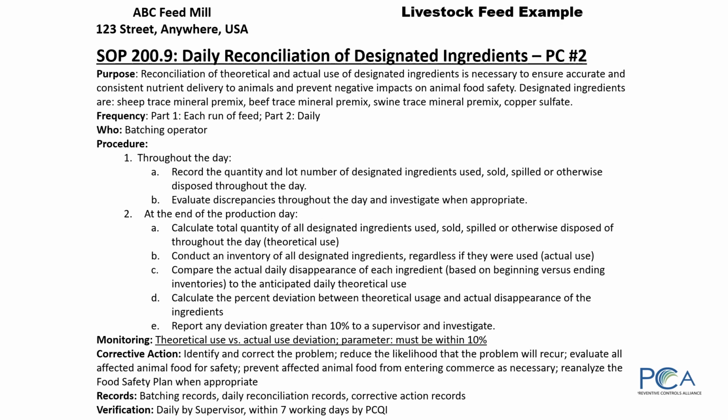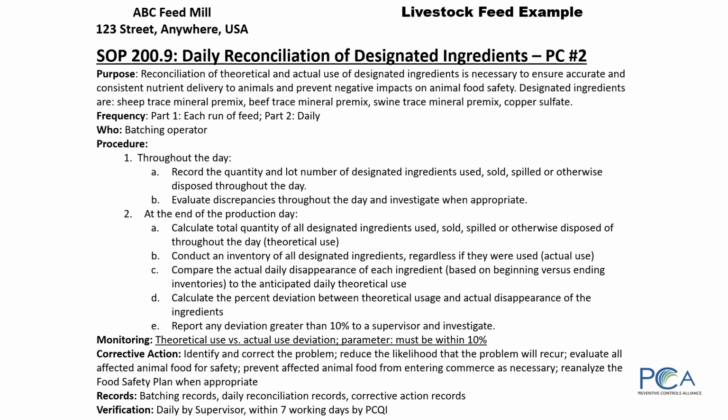This is called the theoretical use. This is how much I think I used or spilled or sold throughout the day. Then I'm also going to conduct an inventory of all designated ingredients, regardless if they were used that day. So even if I'm not making swine feed that day, I'm still going to conduct an inventory of my swine mineral premix every day. This is called the actual use. So we have what I think I used and what's actually missing.